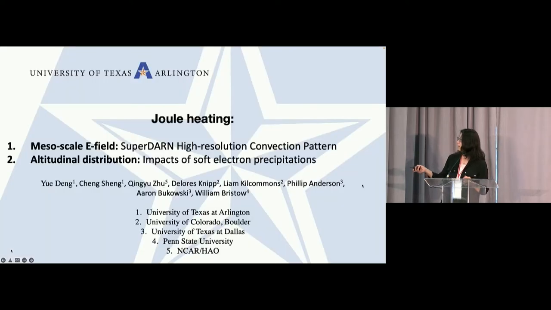By the way, there's definitely group work; most work has been done by the team, including Chen, Qingyu, Dolores, Leon, Fair, Aaron, and Beer as well. It's a large team effort.